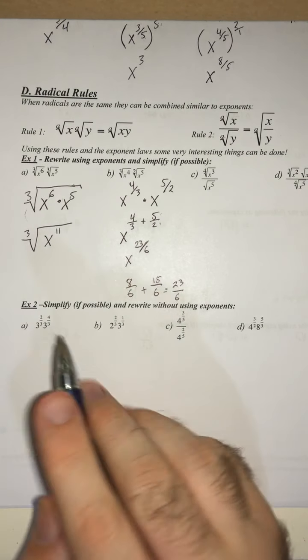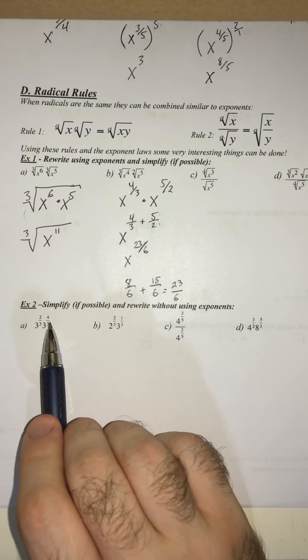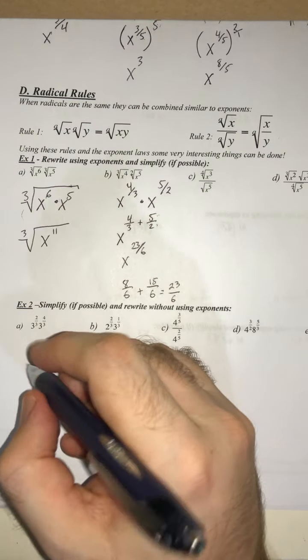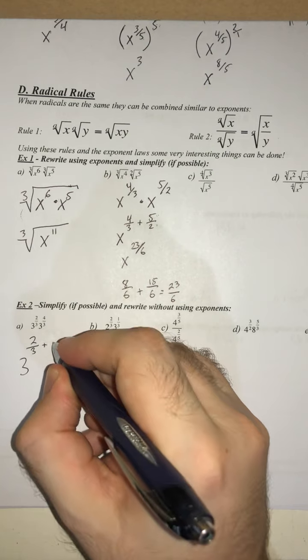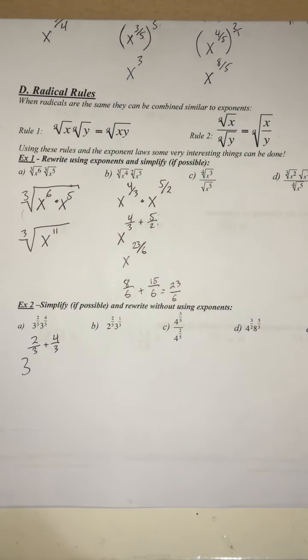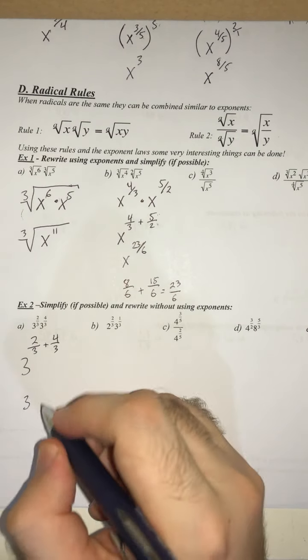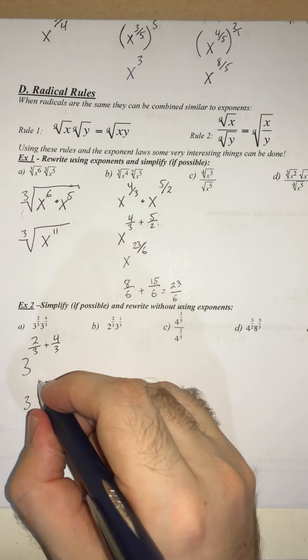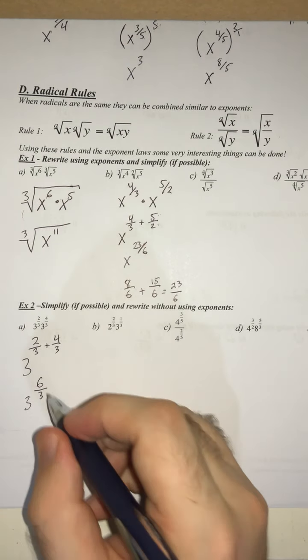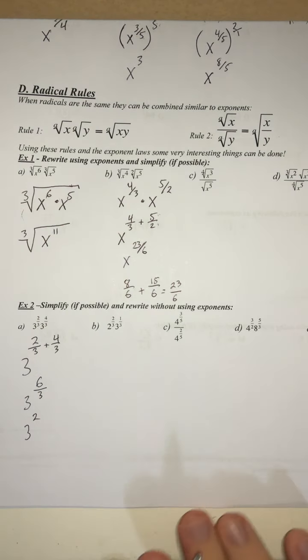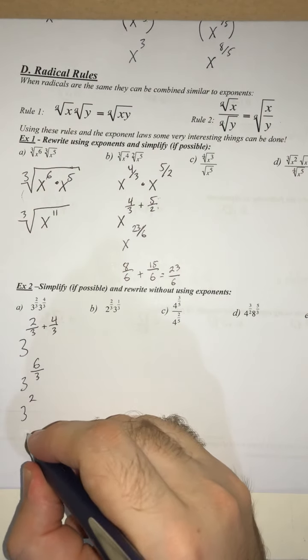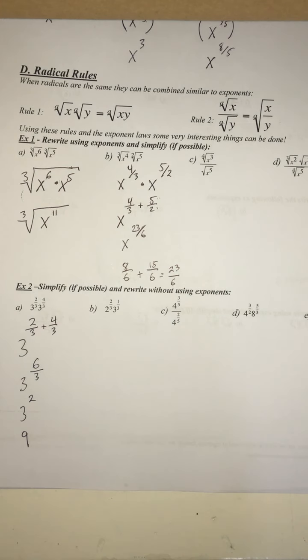So for this one, I need to add the powers, and notice the denominators are the same. So it's going to be 3 to the power of 2 over 3 plus 4 over 3. I can add that. That's 3 to the power of, at the numerator, 6 over 3. That I can do. You can simplify this to be 3 squared, 9. So that's my final answer. This doesn't have exponents, so we're good.